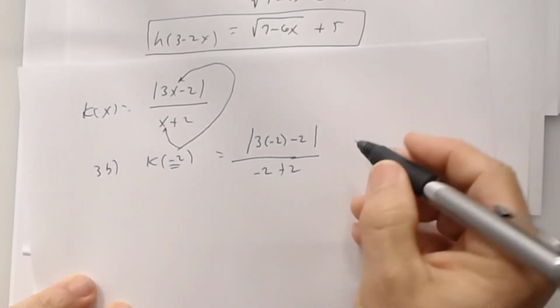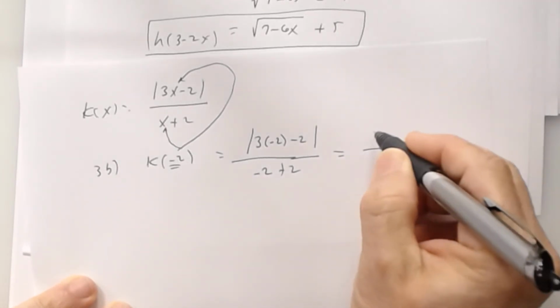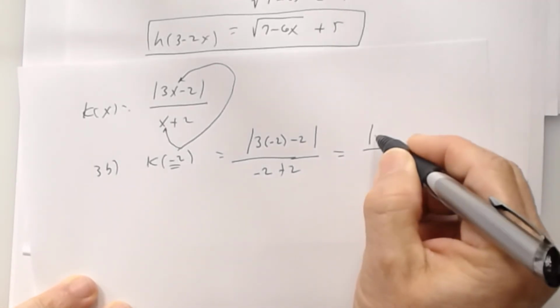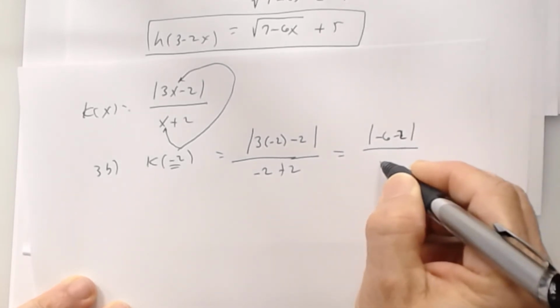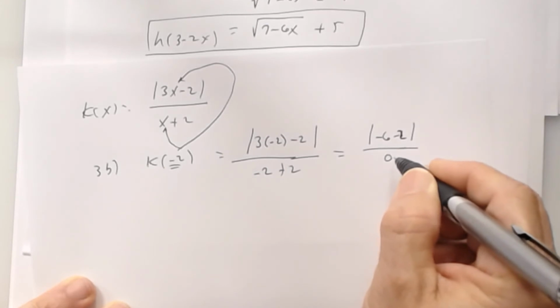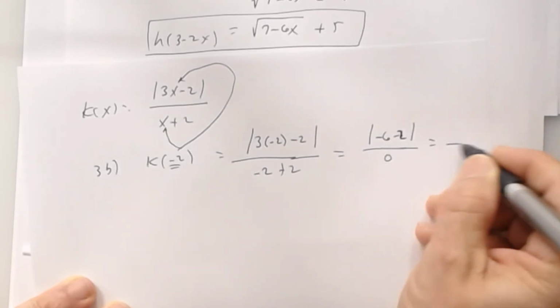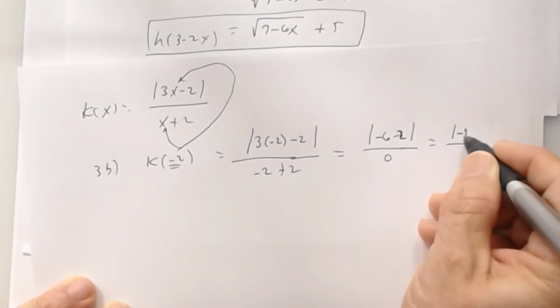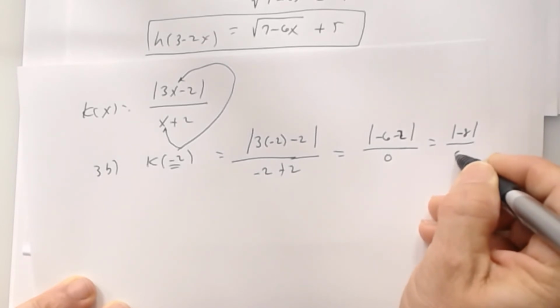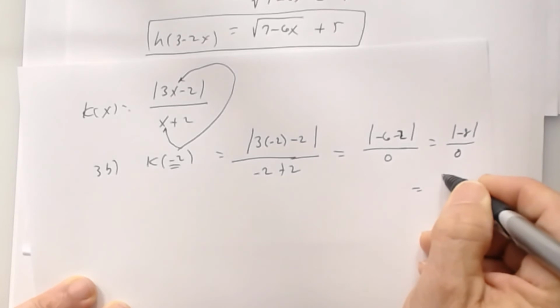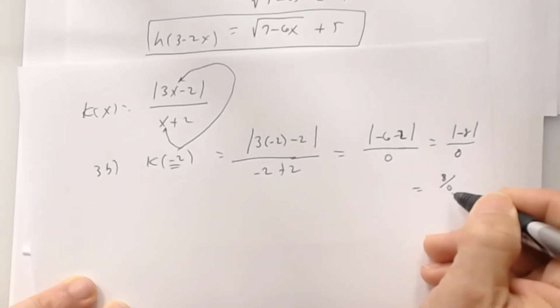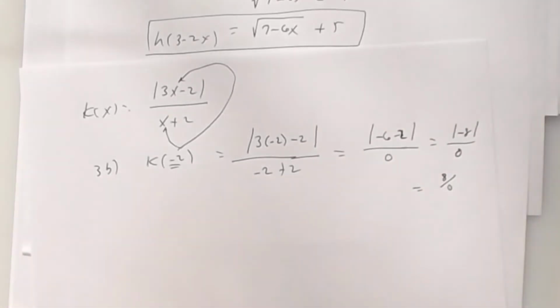Now, I get the absolute value in the numerator. That's going to be -6 minus 2, right? Divided by 0. The numerator becomes the absolute value of -8, right? Divided by 0. What's the absolute value of -8? 8 divided by 0. All right, now here's where we're at. What do you remember about dividing by 0? You had it on your previous test.